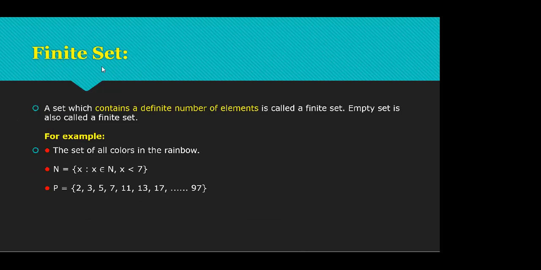So let's move to finite set. A set which contains a definite number of elements is called a finite set. Empty set is also called a finite set. For example, the set of all colors in the rainbow. So, how many colors are there in our rainbow? Sir, 7. Yes, that's right. Red, orange, yellow, green, blue, indigo, and violet.